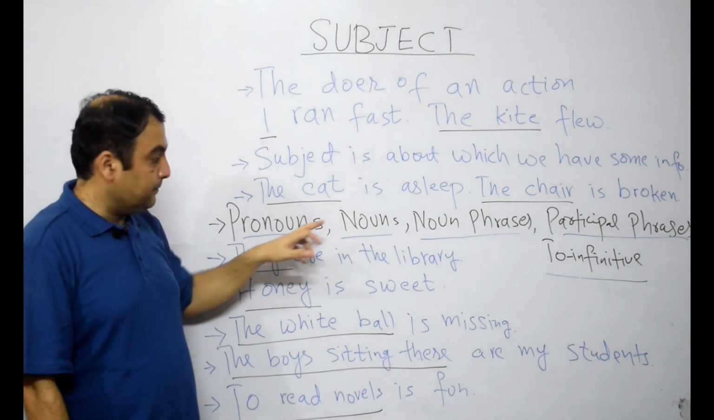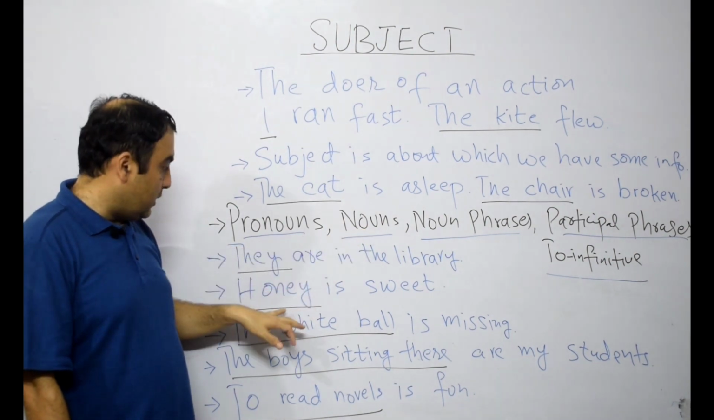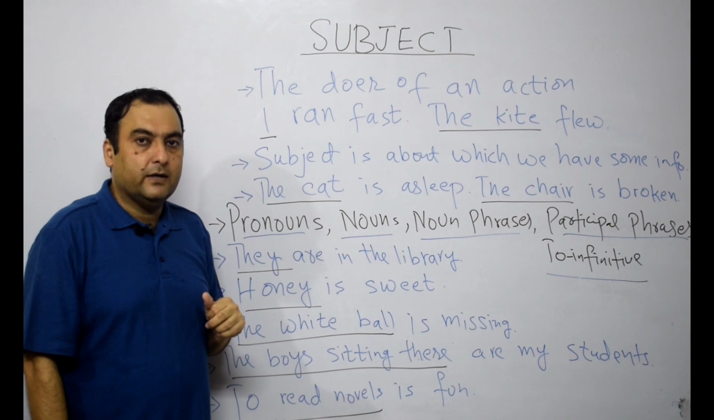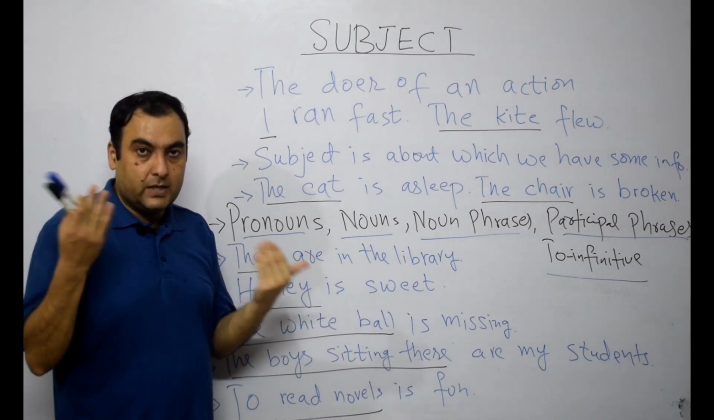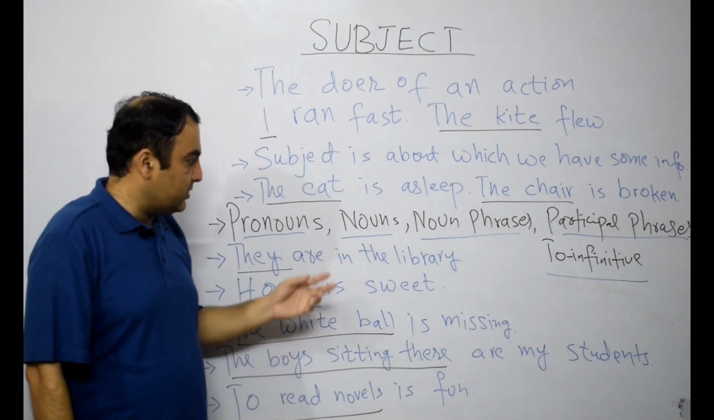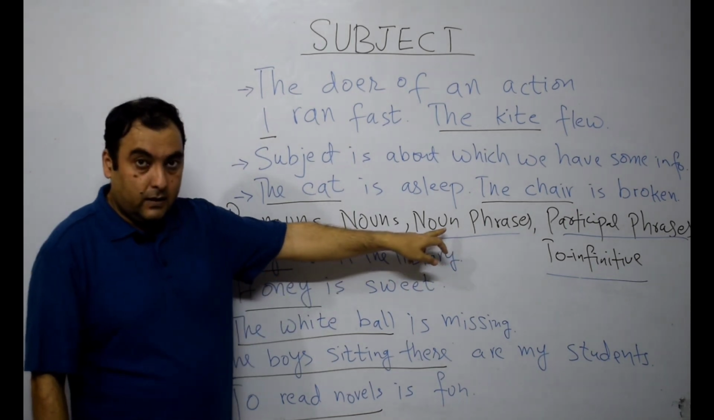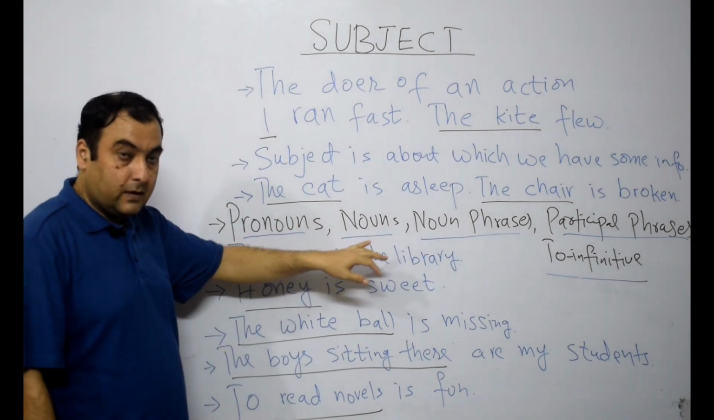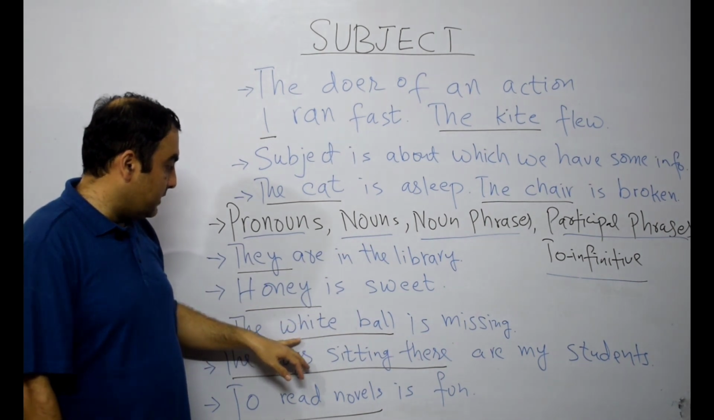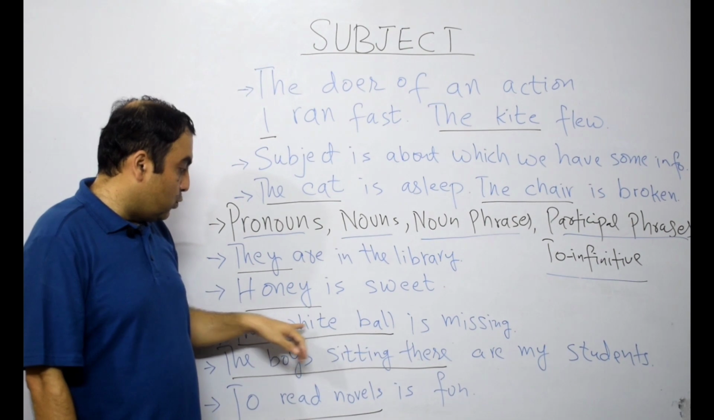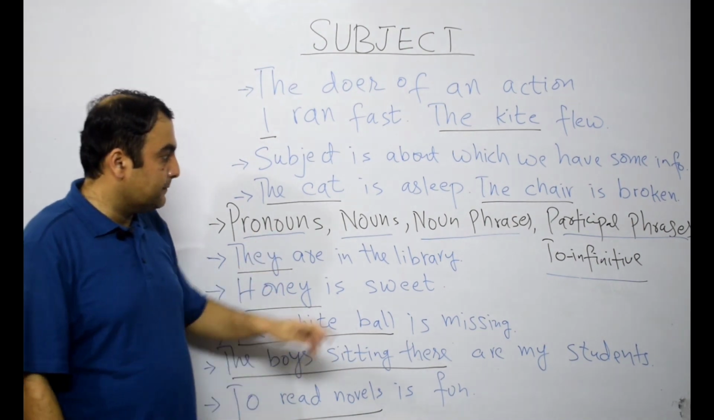What about a noun? For a noun we have honey is sweet. So honey is the subject here, not doing any action, but about which we have some information. We have a noun phrase as well as a subject. Noun phrase can be a subject. So the noun phrase here is the white ball is missing, for example. So the white ball is the subject.